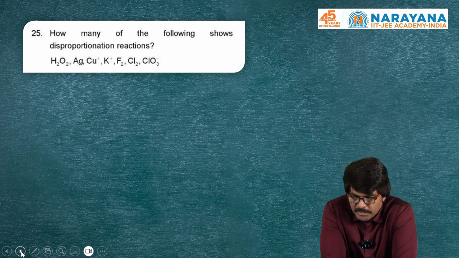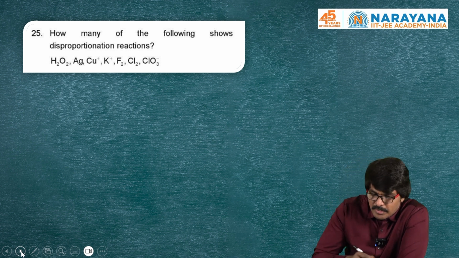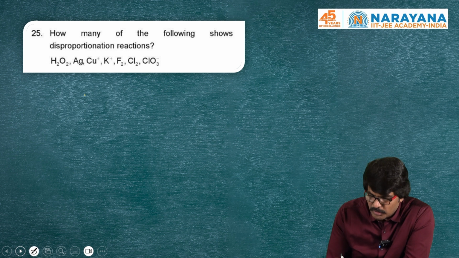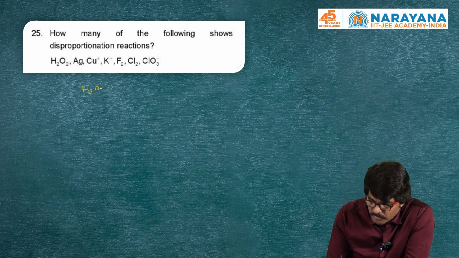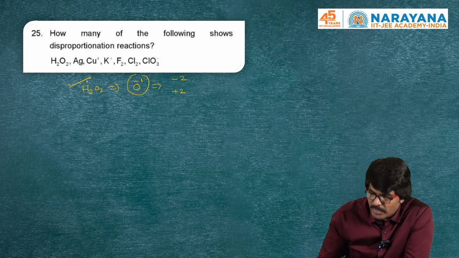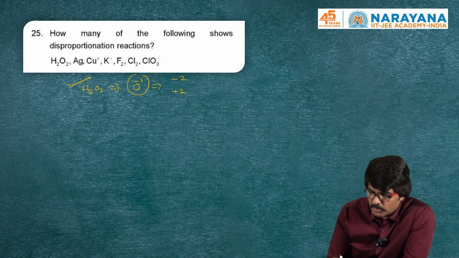And question number 25. How many of the following shows disproportionation reaction? Disproportionation means it has to undergo oxidation and reduction. It has to have the ability of undergoing oxidation and reduction. The first compound in the sequence, hydrogen peroxide, the oxidation state of oxygen is -1. Minimum oxidation state of oxygen is -2. Maximum oxidation state of oxygen is +2. But here this is intermediate to the minimum and maximum. Therefore, H2O2 has ability to undergo disproportionation.